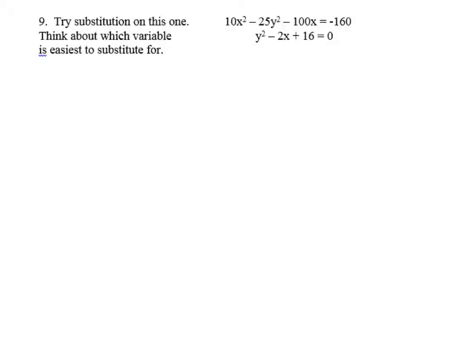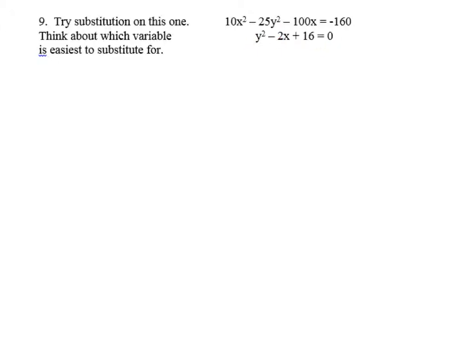All right, last one, and I'm not actually going to do this whole problem, but I want to get you started on it. This is the last problem on your assignment. It says try substitution on this one. Think about which variable is easiest to substitute for. So here's what I've got. I mean, I could work on, I don't know, getting this x by itself maybe, but I'd still have that x squared. I don't think that would work very nice. I could come down here, I could get this x by itself, but I'd end up having to divide by a 2, and I'd end up with fractions.